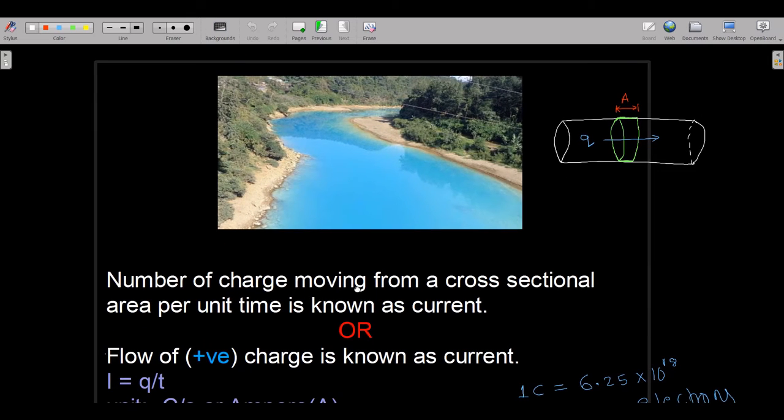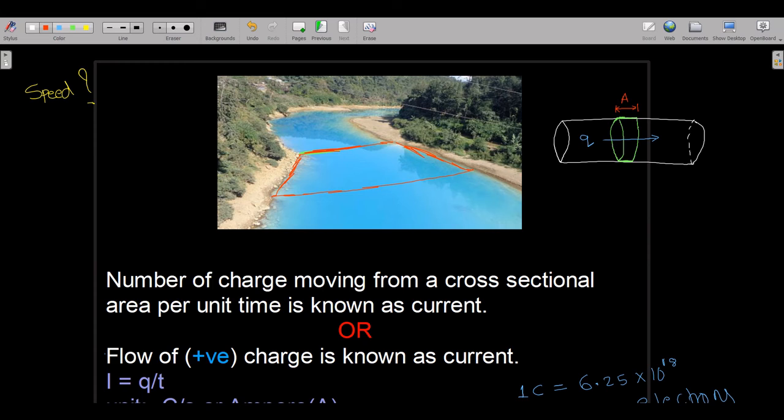For this we can assume a river, and we can take a cross-section of the river. Let's say if this is a river and I want to know the speed of the river, how can I calculate it? For that, I will take some area, from here to this part. So I am actually covering this particular area.